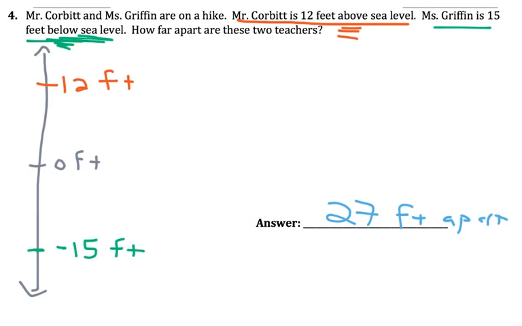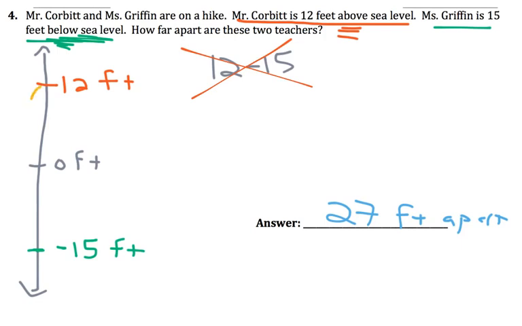Now the question says, how far apart are these two teachers? So here we're not starting at 12 and going down 15. This is not what this problem is asking. This problem is saying, how far apart are they? So I'm going to explain it the way that Marcus explained it once in a Do Now, and I think it was the best explanation I've heard.